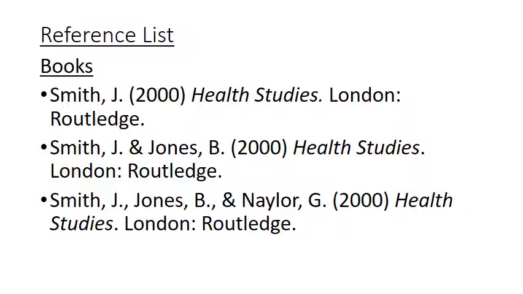So you've got Smith, Jones, and Naylor. There's a comma between every single one apart from the last two. So Jones and Naylor, there's the and symbol there. So even if you had 8, 9, 10, 11 or 12 authors, all their names would have to go in the reference list.